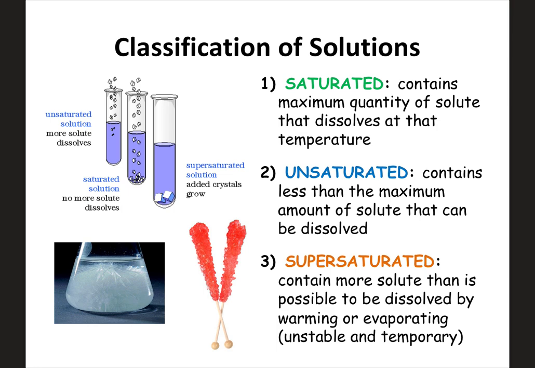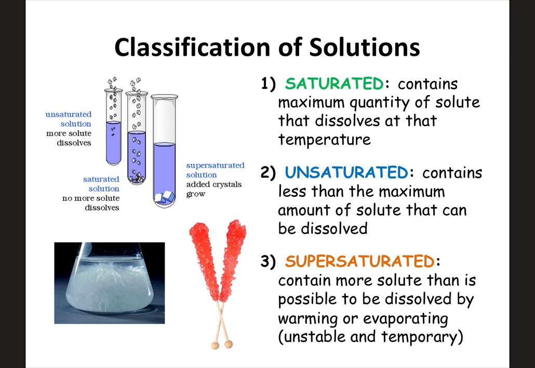And usually you do this by maybe warming it up and then more of the solute dissolves and you kind of go past the saturated point. But it's usually very unstable and temporary. Sometimes even the slightest disturbance can cause a rapid precipitation and a rapid crystallization. So if you had a supersaturated solution, sometimes even a speck of dust hitting that solution can cause it to rapidly precipitate out.